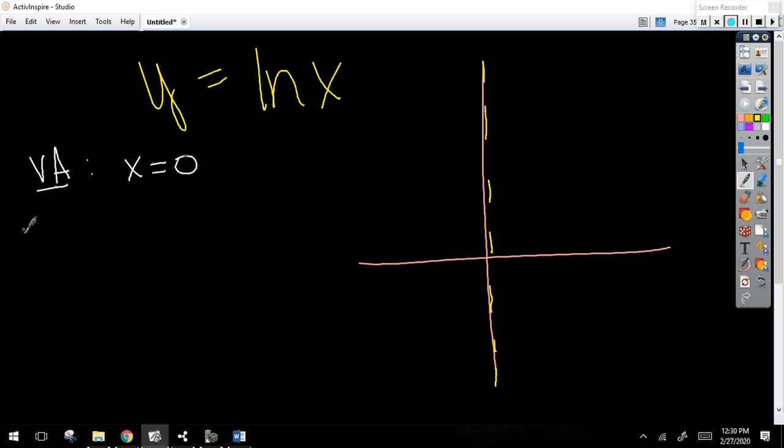When you do your t-chart, x is never going to go negative because my asymptote is bounding it. It's going to be on the right side of the asymptote. So let's do 1, 2, and 3.